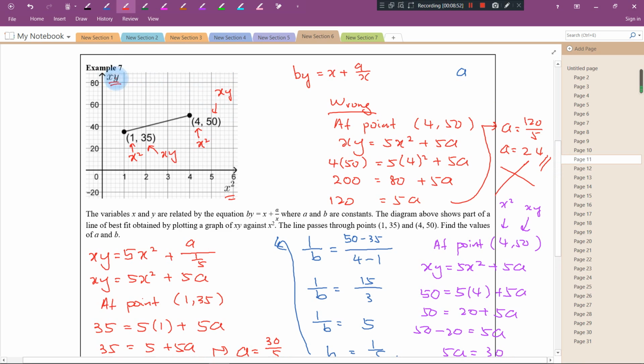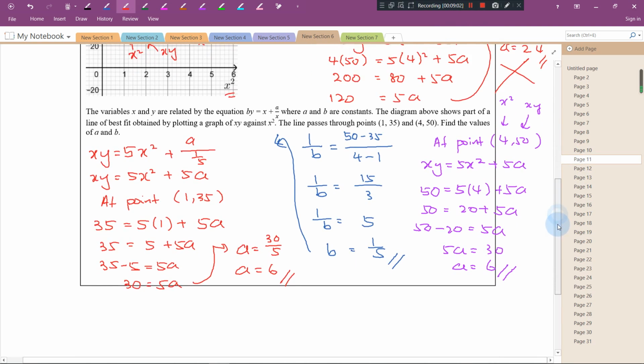Since the axis is xy, again is x squared. This is x squared. This is xy. Same thing here. This is x squared. This is xy. Okay, let's try next questions.